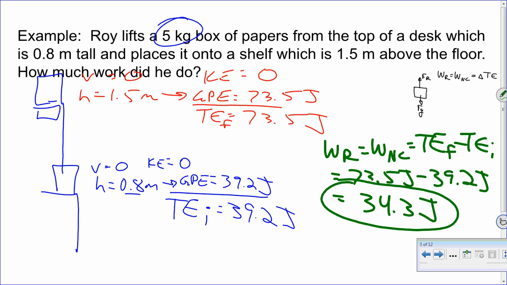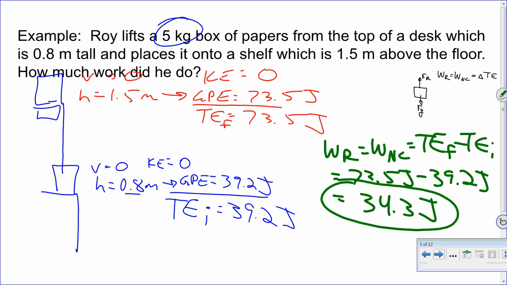Okay. Also, remember, point for me. Which way did Roy push the box? Up. Which way did the box move? Up. Positive work, because they're working with each other, right? When he lowers it, he's pushing up, but the motion is down. So that's negative work, right? Which makes sense because he'd be losing GPE. Cool?